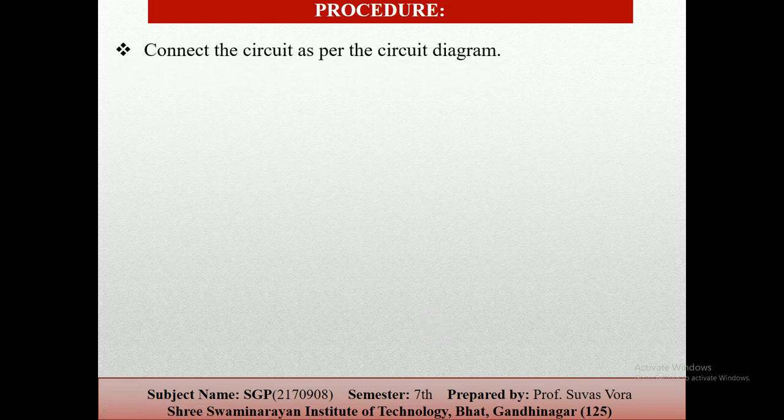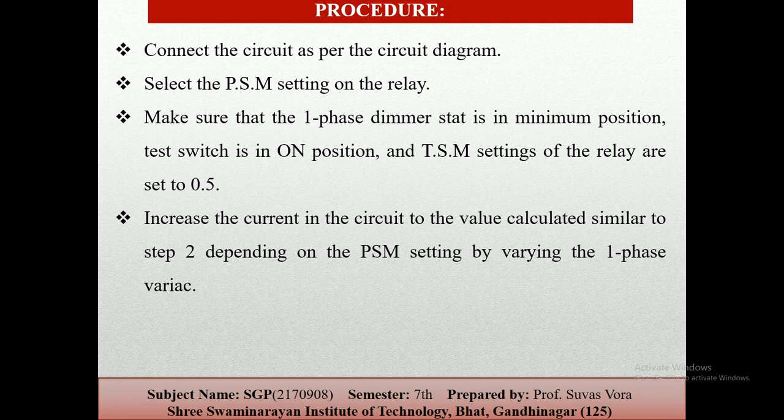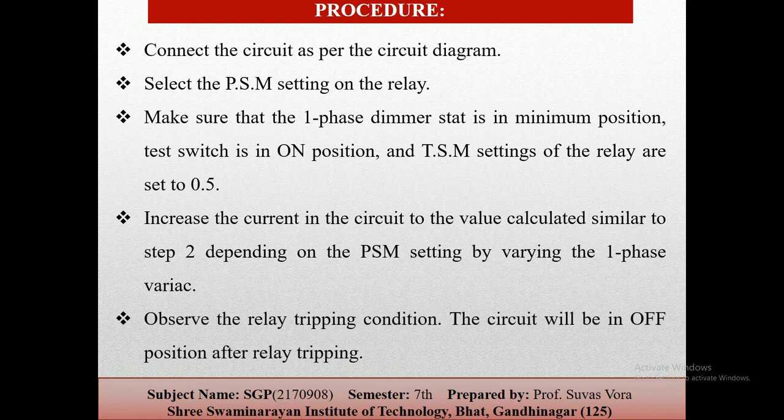So what is the procedure? First, connect the circuit as per the circuit diagram. Now select the PSM setting on the relay. Then make sure that the single phase variac is at minimum position and the test switch is on, and the TSM setting of the relay is set to 0.5. Then increase the current in the circuit to the value calculated in step 2 depending on the PSM setting by varying the single phase variac. Observe the relay tripping condition, and the circuit will be in off position after the relay trips. So this is the procedure for operating the circuit.